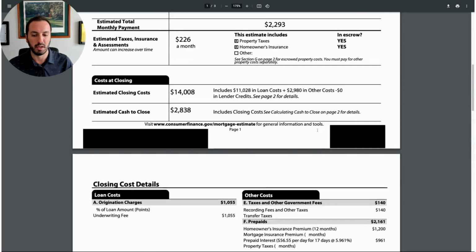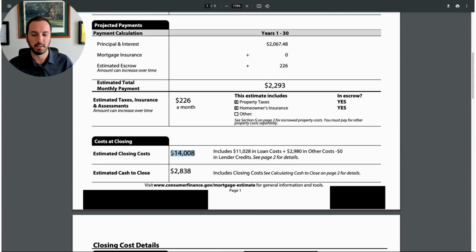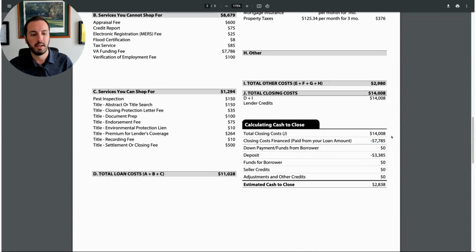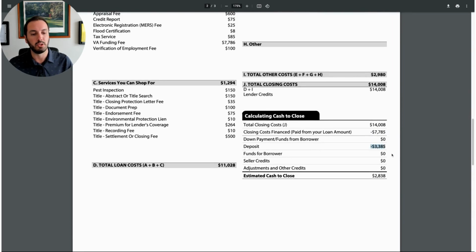That's what we saw up above at the 14,000-ish. You can see that's the total there. This is kind of breaking down, subtracting that VA funding fee that's on this particular one. The deposit is also showing a deposit for earnest money. When you put an offer in on a home, you have to put a deposit down. That money goes towards your cash to close, like your down payment or closing costs. So you're not losing out on that deposit money. They're giving you a credit for that.